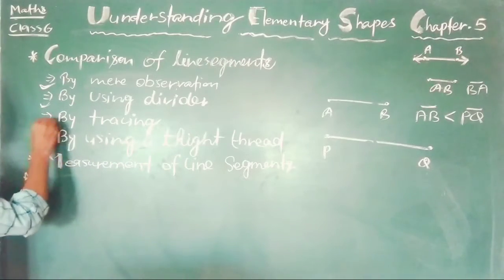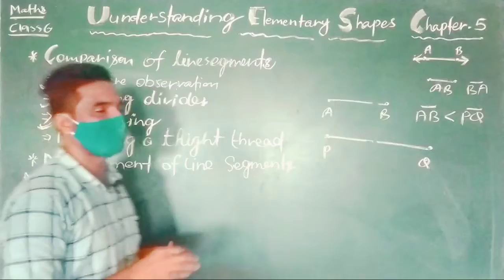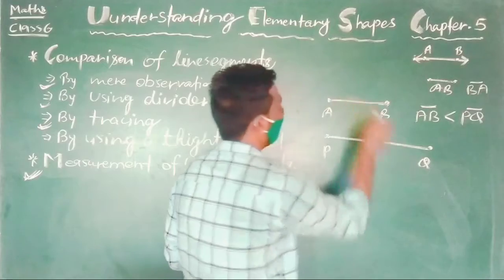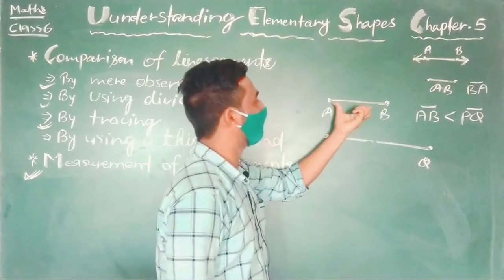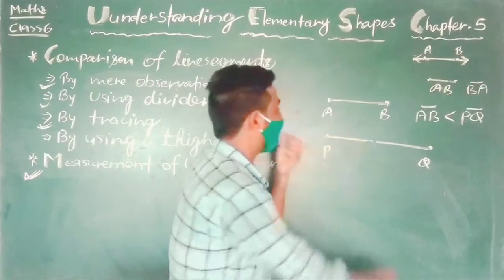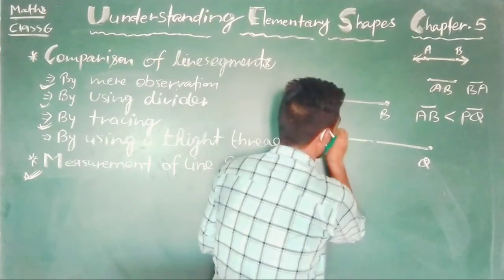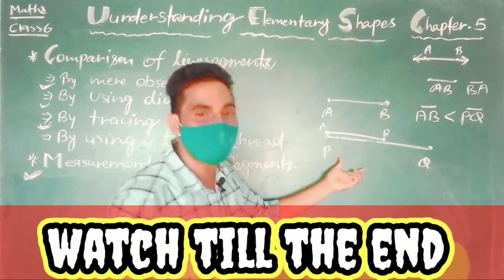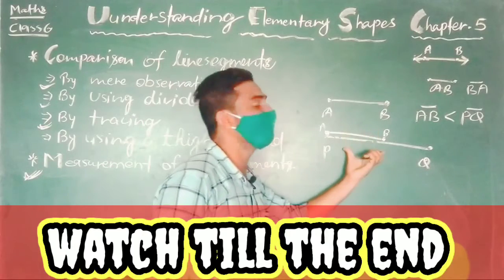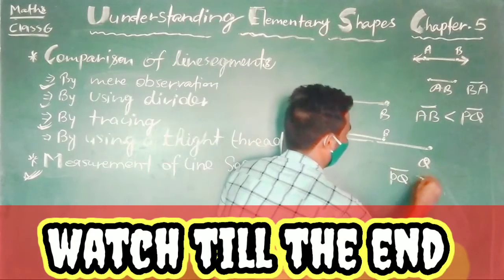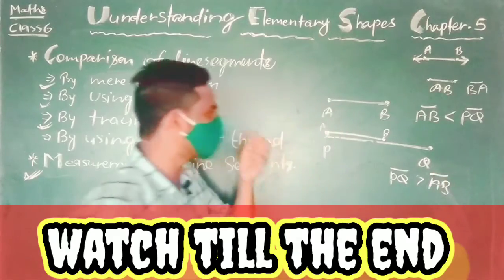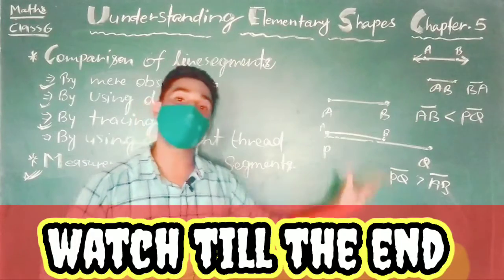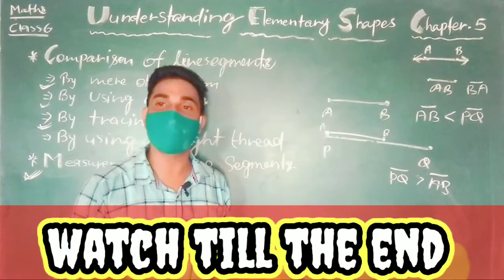The third one is by tracing. By tracing means, again the same thing: we will draw any line segment AB, and this is PQ. We will bring this AB and put it on this PQ, and you see the AB length will be there like that only. So it can be seen very easily that AB is smaller than PQ, and PQ is greater than AB. By tracing also we cannot find the exact length, only we can say which one is smaller, which one is greater, whether it is equal or not.